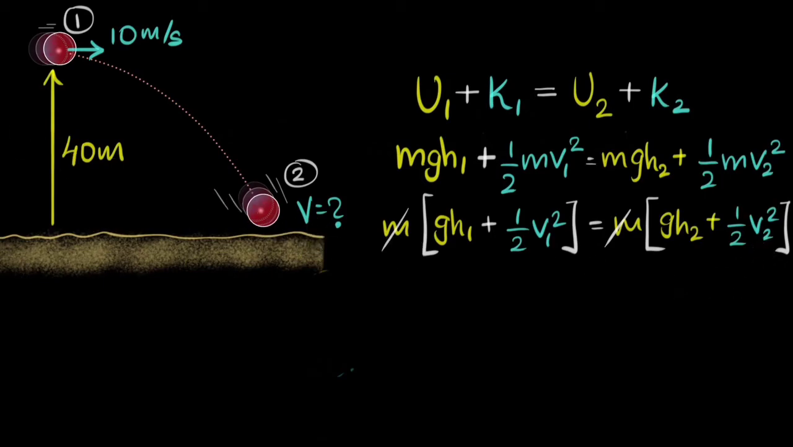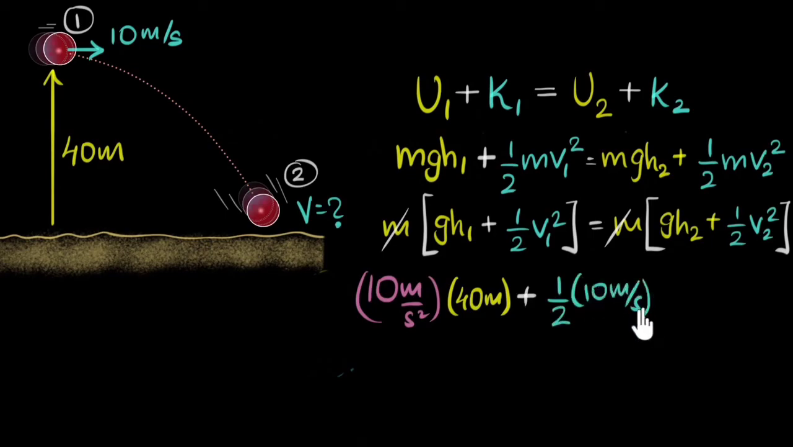So let's go ahead and substitute. Again, let's take g as 10 itself. So it'll be 10 meters per second squared times h1, which this time is 40 meters, plus half v1 squared. v1 is 10 meters per second, the whole squared. That should equal, this part is 0, so I won't write that because h2 is 0. There is no height. When it's just about to hit the ground, it has 0 height. So 0 plus half v2 squared.